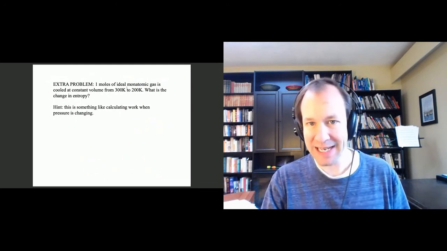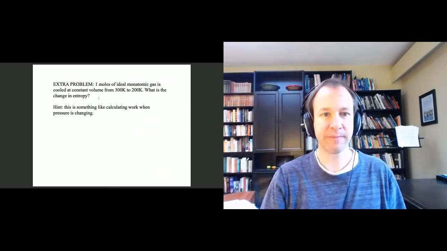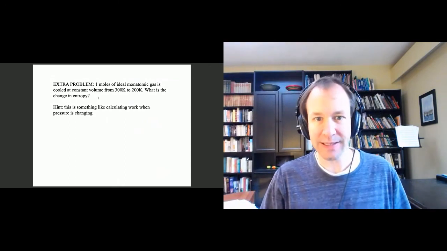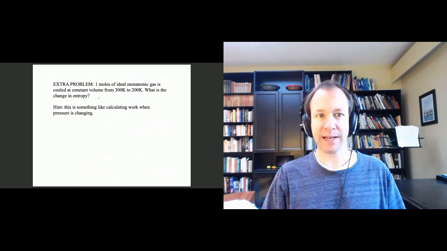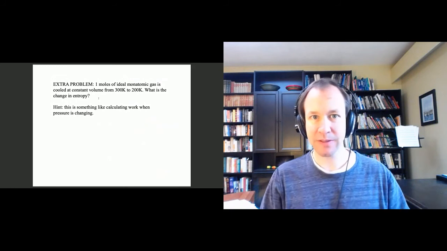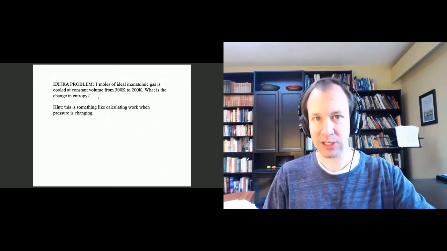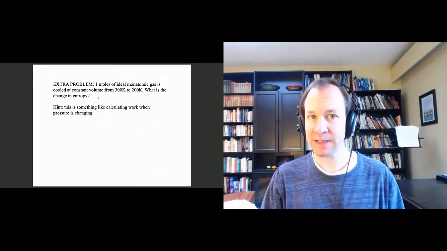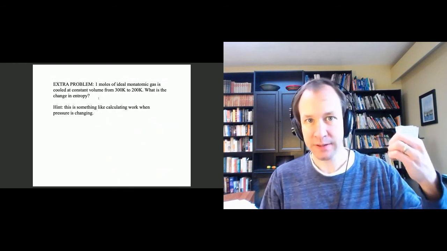Suppose we have 1 mole of an ideal monatomic gas, and it's cooled from 300 Kelvin to 200 Kelvin. What is the change in entropy in that situation? So take a few minutes to think about that. And it's a trickier one than the ones that we've talked about so far, because this is a situation where the temperature is actually changing. So to understand it, we're going to need a similar method to what we used for calculating work when the pressure was changing. So let's have a look.